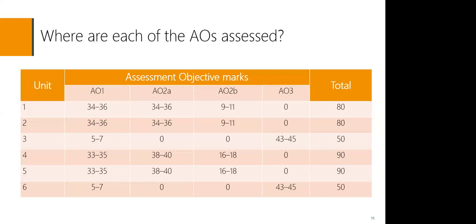For the Unit 1 and 2 exams, approximately 35 out of 80 marks will be AO1 and the same for AO2A. The remaining 10 marks will be AO2B. For the Unit 4 and 5 examinations, the AO1, AO2A balance shifts a little, with approximately 34 out of 90 marks for AO1 and 39 out of 90 marks for AO2A. The remaining 17 marks are AO2B.